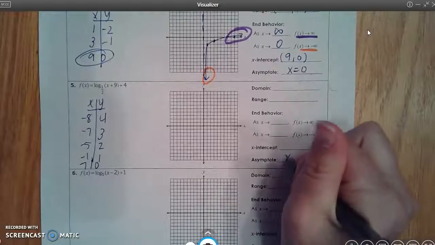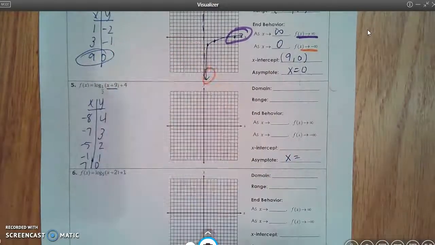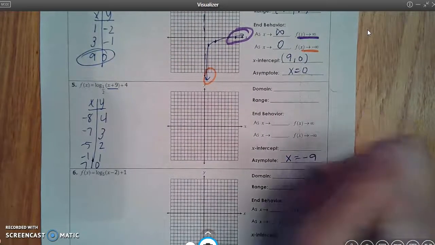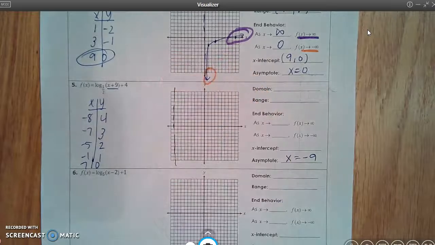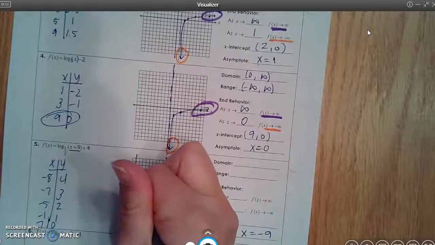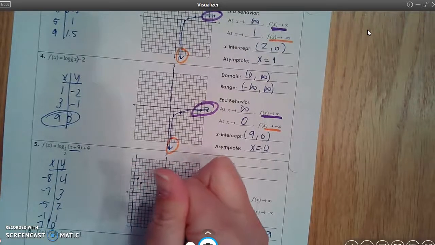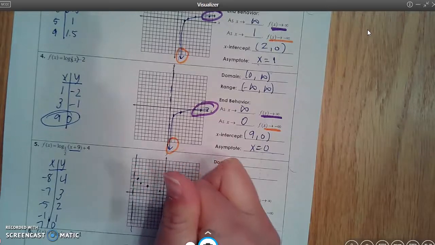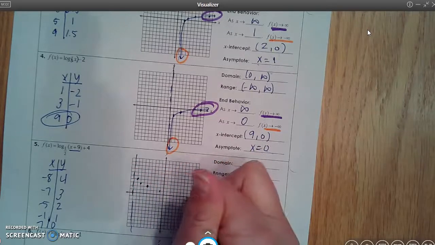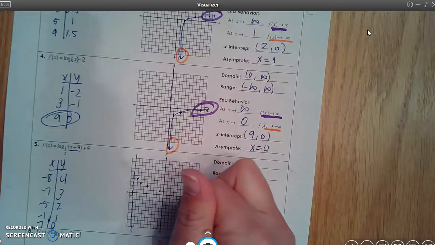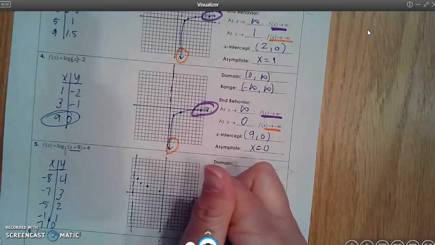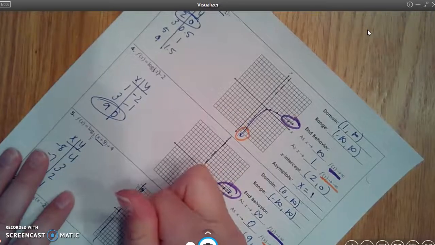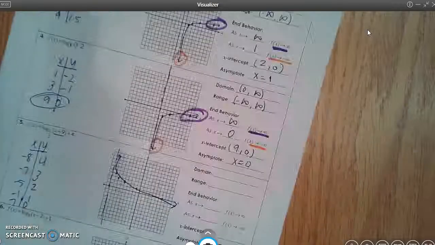Okay, so for this one, my asymptote is from inside the parenthesis, and we do the opposite. So if that's a positive 9, this is going to be at -9. Okay, let's graph our points. We have (-8, 4), (-7, 3), (-5, 2), (-1, 1), (7, 0). Okay, so this one is super elongated, but that's okay.